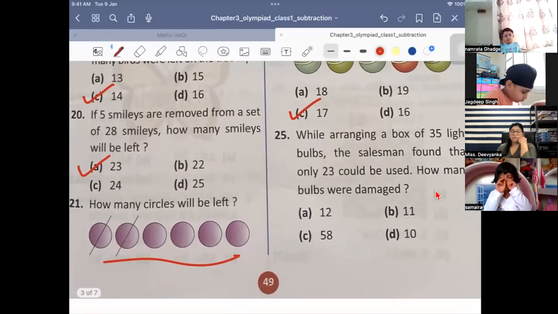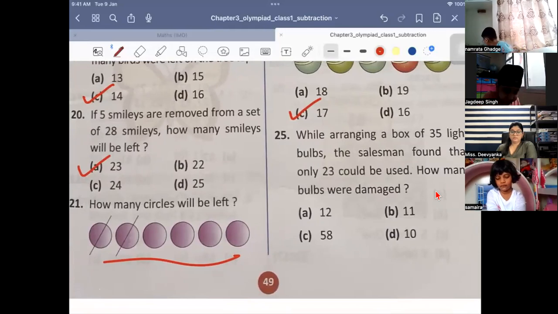Now, the last one. While arranging a box of 35 light bulbs, the salesman found that only 23 could be used. So, how many bulbs were damaged? Only 23 could be used. How many bulbs were damaged?